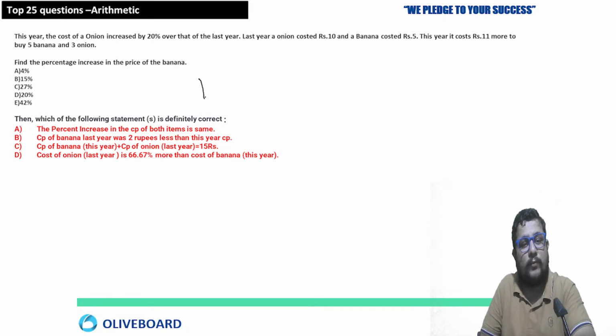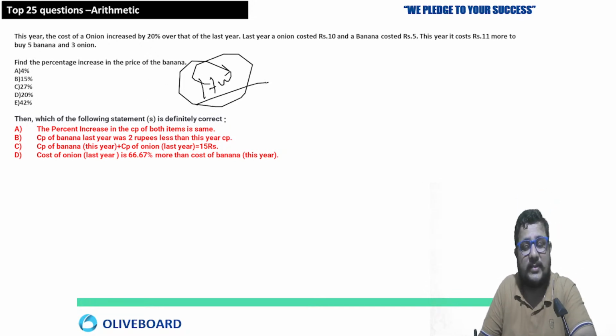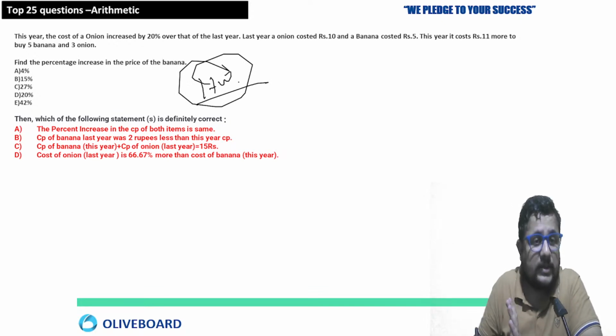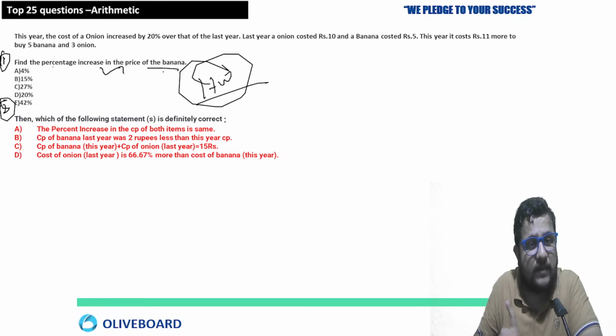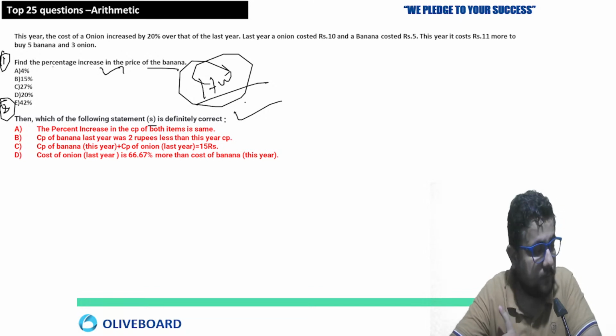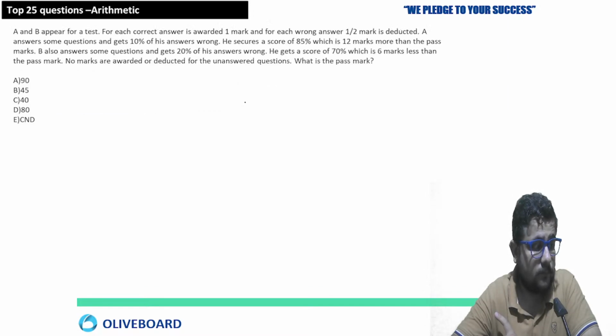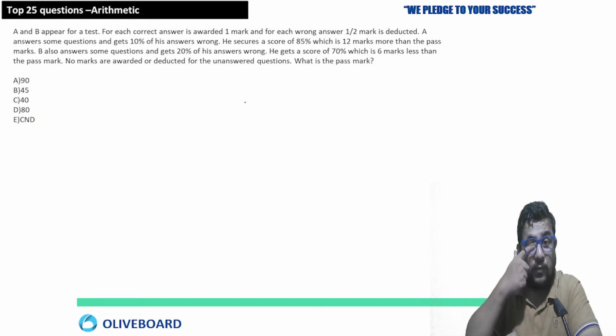Now see, this is homework for you all. We have solved this question in my earlier previous sessions also. First there are two questions, 1 and 2. They're asking you to find the percentage increase in the price of banana, and which of the following statements is definitely correct. So, statement verification. Just take the screenshot here, fast. Okay, let's move on to the next one now.